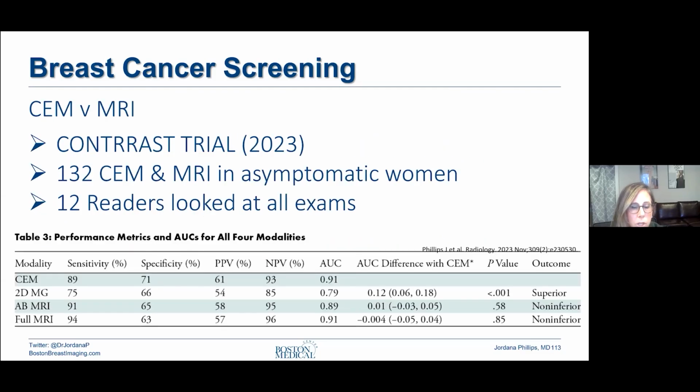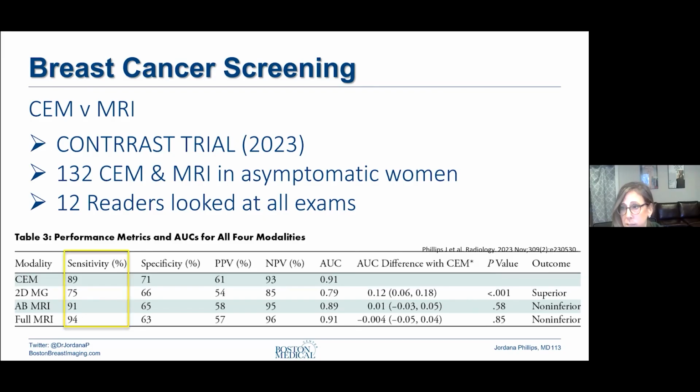My group published a trial more recently that compared contrast-enhanced mammo to MRI for breast cancer screening. We had 132 CEM and MRI exams in an asymptomatic population of women. 132, that's a huge number. And we had 12 radiologists look at all of these exams. And we compared the performance metrics.